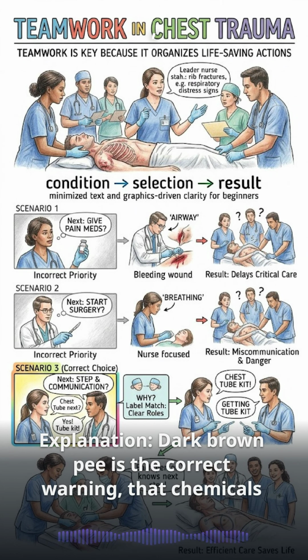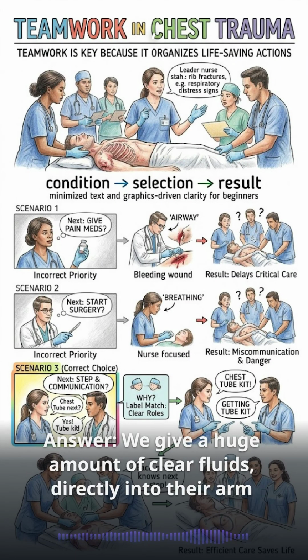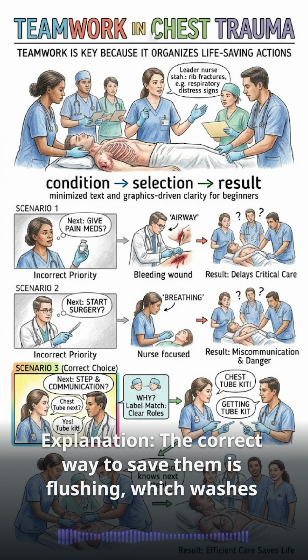How do we fix the blocked kidneys caused by a very heavy crush injury? We give a huge amount of clear fluids directly into their arm vein quickly. The correct way to save them is flushing, which washes bad chemicals completely away.